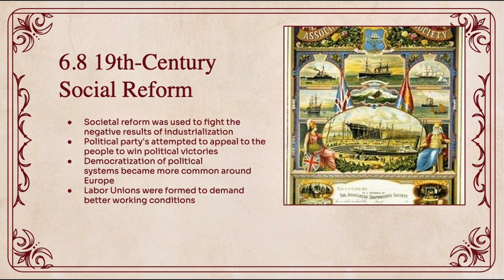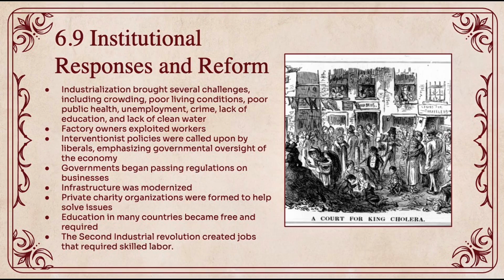Moving on to 19th century social reform, societal reform was used to fight the negative results of industrialization. Political parties attempted to appeal to people to win political victories, and the democratization of political systems became more and more common around Europe. In addition, labor unions were formed to demand better working conditions. One example is the Associated Shipwright Society that we can see depicted in the image above.